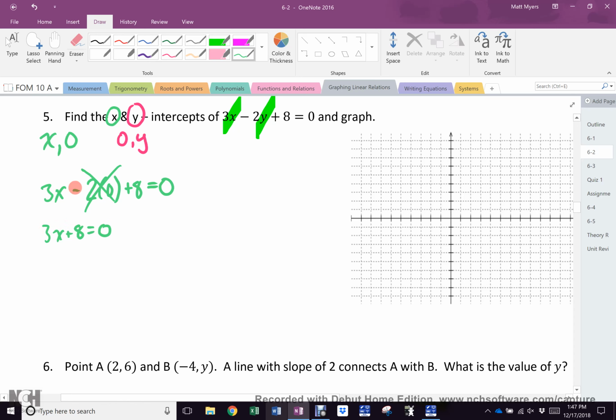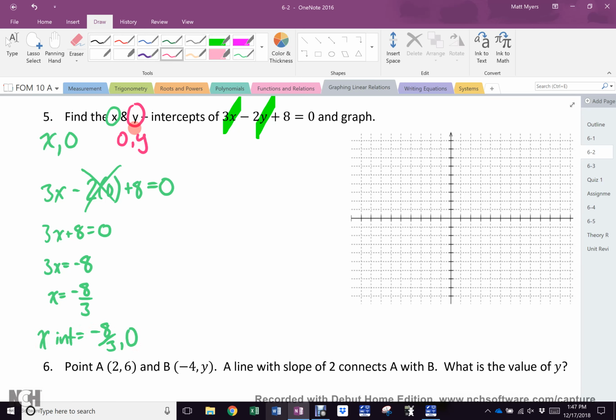Anytime you see that, am I looking for 3 x's? What am I looking for? 1x. So what do I do to that? Algebra. Go. What does x equal? X equals negative 8/3. Do I see an x right there? So what's my x-intercept? Negative 8/3, 0.